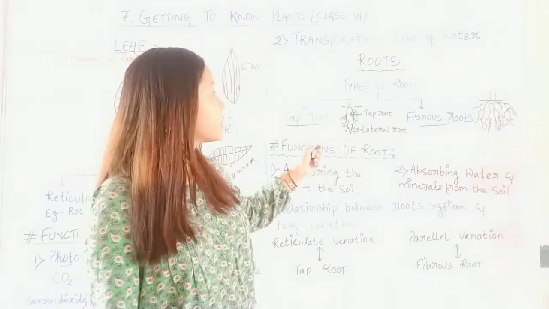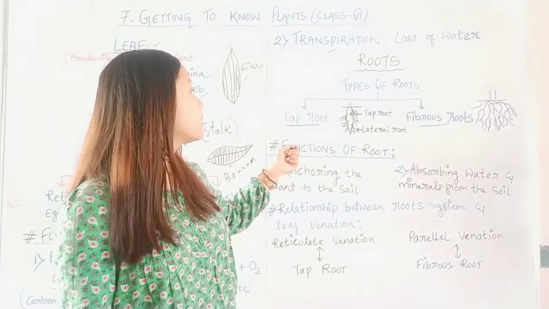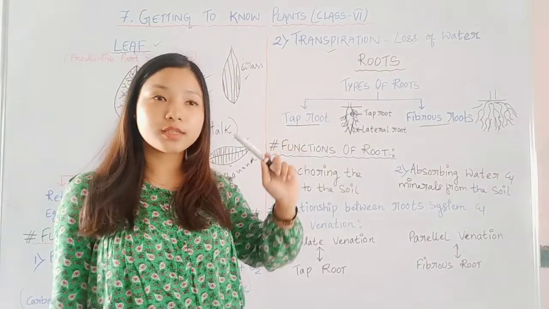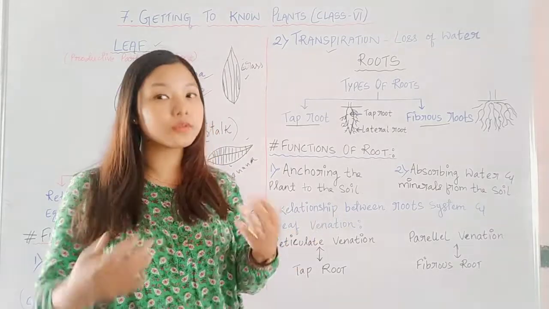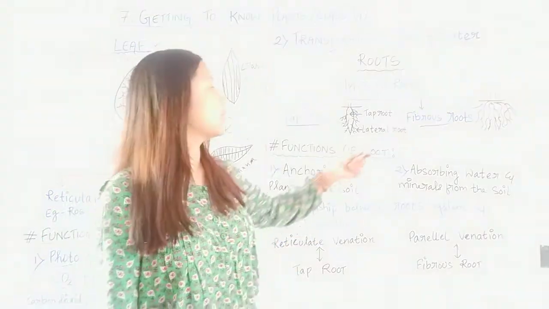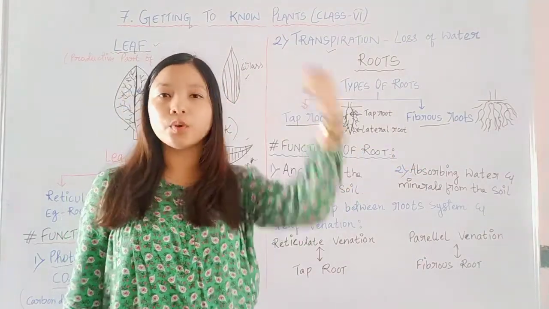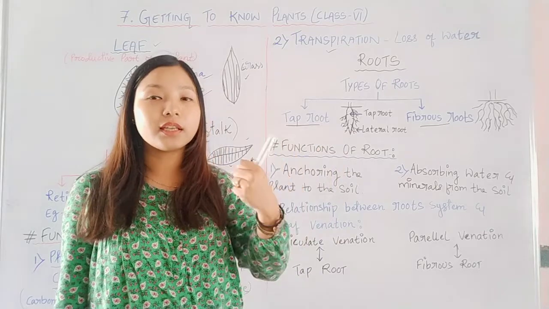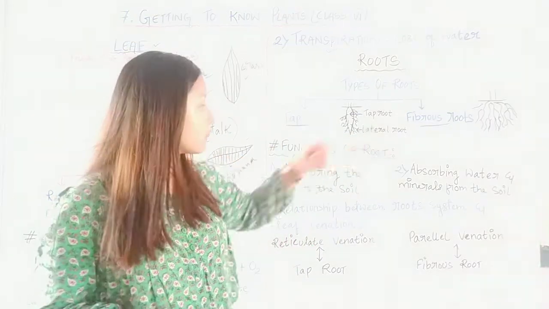So two types of roots: taproot and fibrous root. Examples you can easily find. Taproots, for example, turnip and carrot, are examples of taproot which we can eat also. And fibrous root, for example, grass. If you pull out a grass, you will see the roots of it will be of fibrous type.